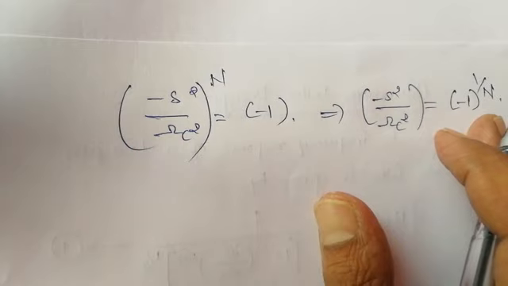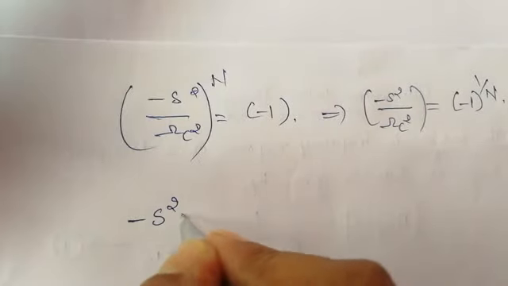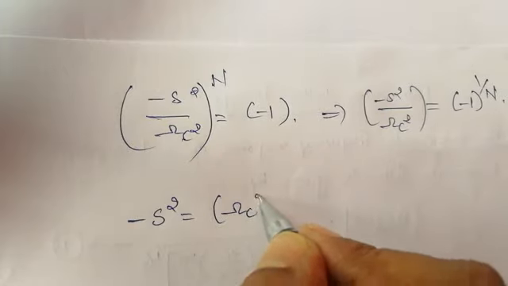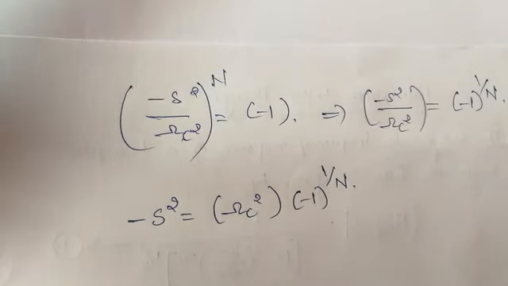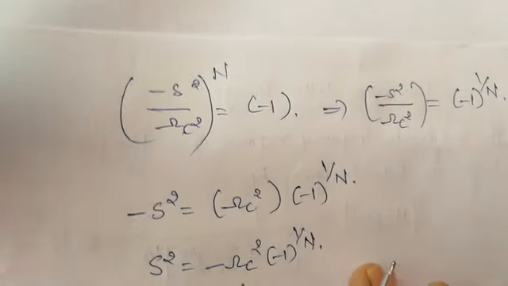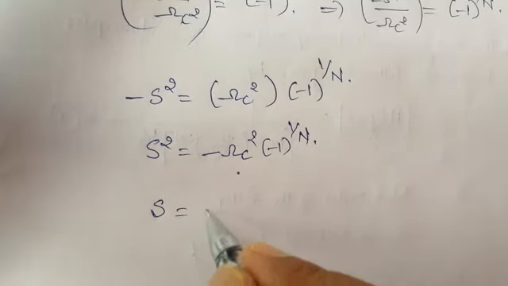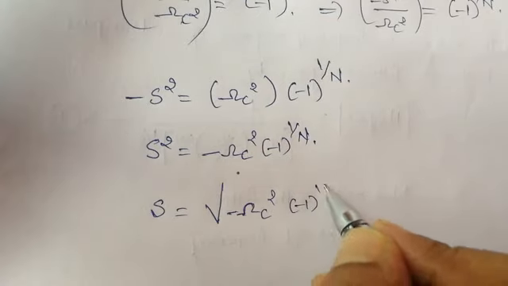For the simplification, I will take the cutoff frequency ωc to the other side, then it becomes -s² equal to ωc² times (-1) to the power 1 by n. I will multiply both sides by -1, then it becomes s² equal to -ωc² (-1)^(1/n). Let us take the square root on both sides. s equal to the square root of -ωc² (-1)^(1/n).